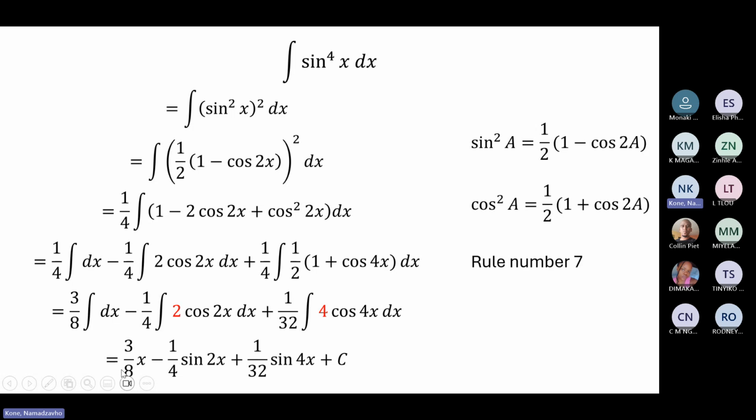3 over 8 is the one that was there. That is where we get this 3 over 8 x. Now, this one minus 1 over 4 is there. Rule number 7, you take it straight there. It gives you that the integral of f prime x cos f of x is sine of f of x, which is that sine 2x that you see there. Same applies here because this is the derivative of that. Then the integral of cos is sine 4x. Done. And that's the answer.